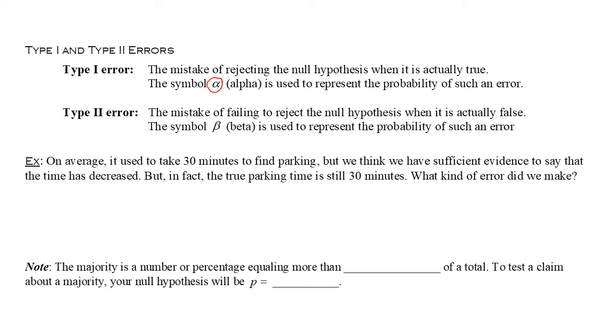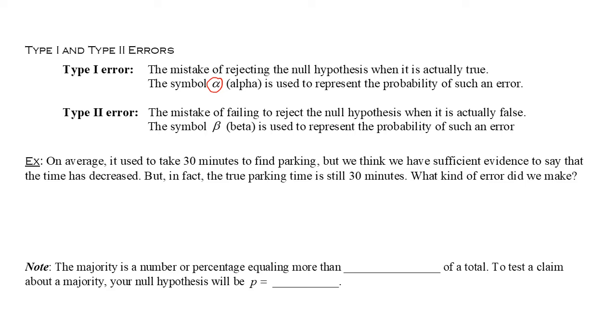So let's think in this kind of example here. On average it used to take 30 minutes to find parking, but we think we may have sufficient evidence to say that the time has decreased. In fact, however, the true parking time is still 30 minutes, so it hasn't changed. So even though we have evidence to say that the time has decreased, we made an error, and the parking time really hasn't changed.